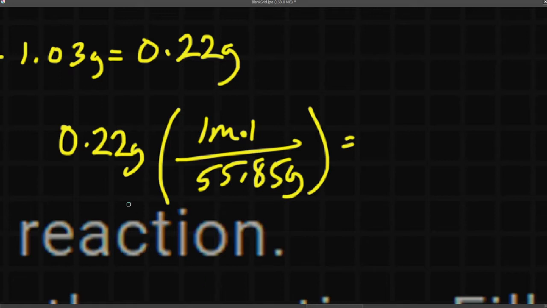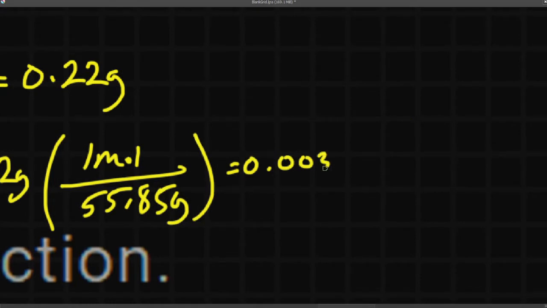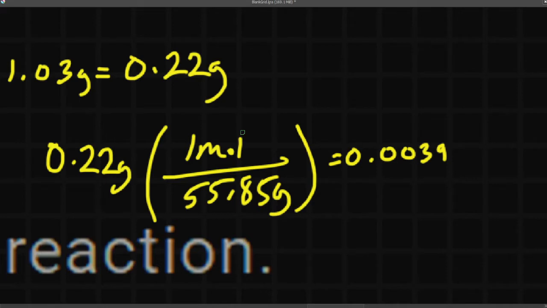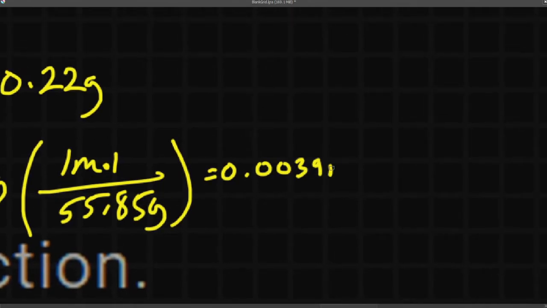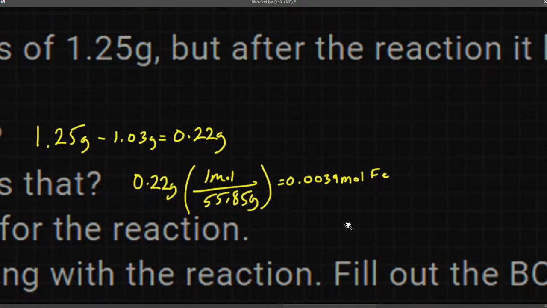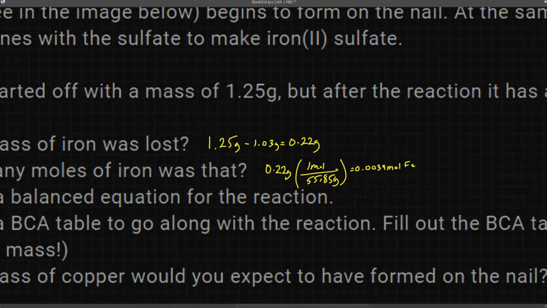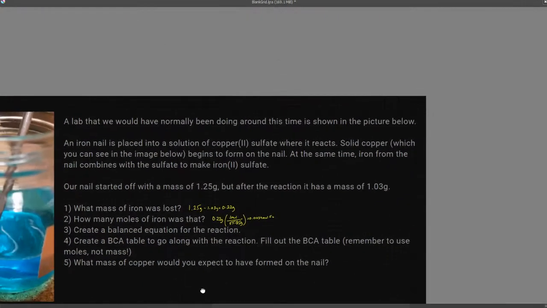I end up getting 0.0039. I'm tempted to raise that up to 0.4, but I think 0.39 will work for now. Grams cancel, and we're left with moles. So this is the number of moles of iron that we have. I do hope that you remember how to do those mole to mass conversions because they're absolutely necessary for what we are doing in this unit, in this target.